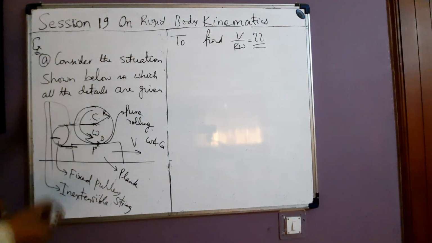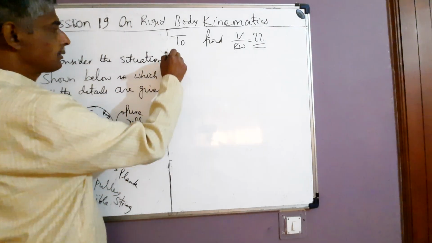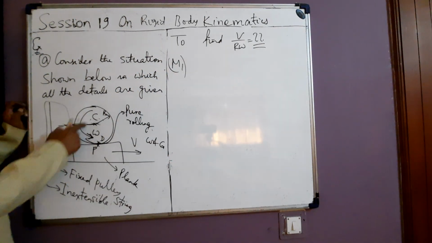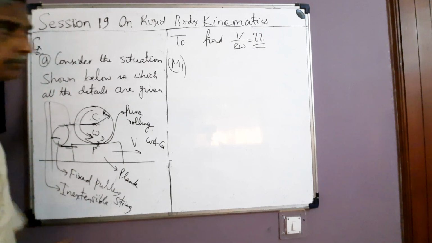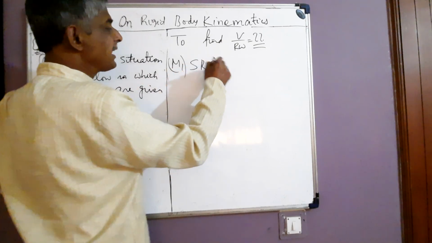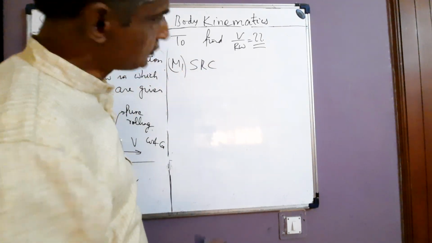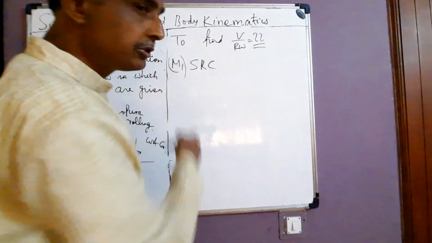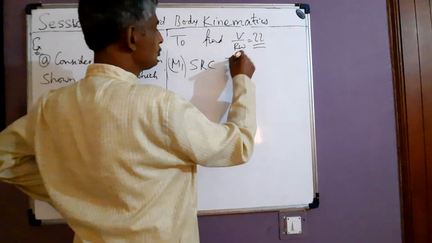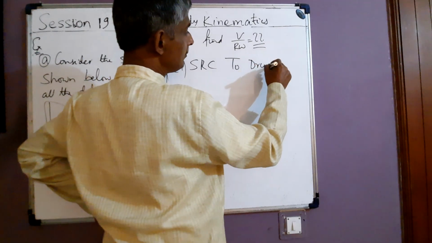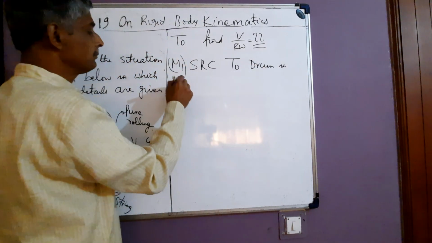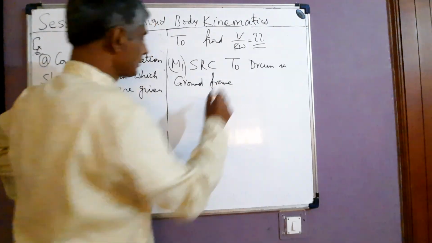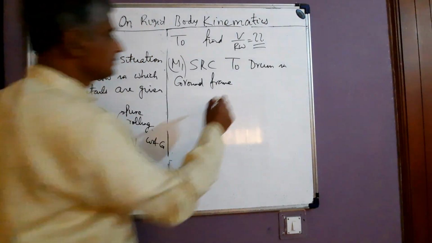Again, we can solve it by different methods. I'll solve it by method 1. We will apply SRC to the drum between the points C and D in the ground frame. You can apply it in the plank frame also, there is no difficulty. As you solved the questions in the previous video, example A of the 18th video.